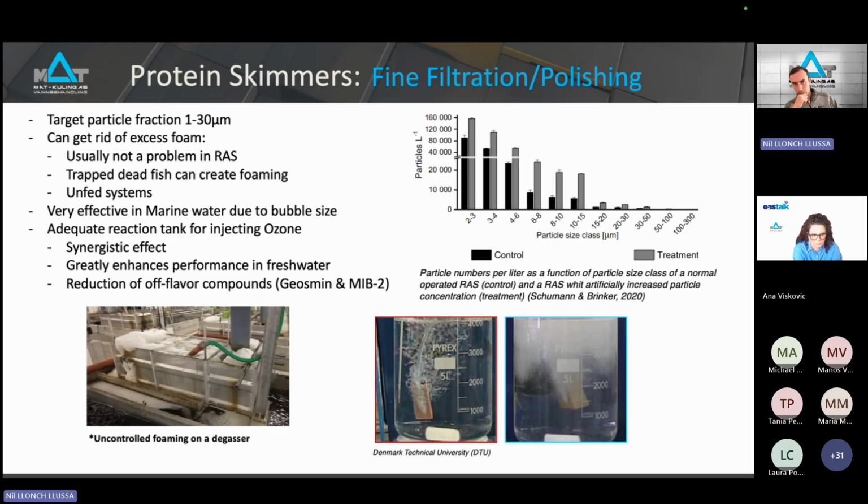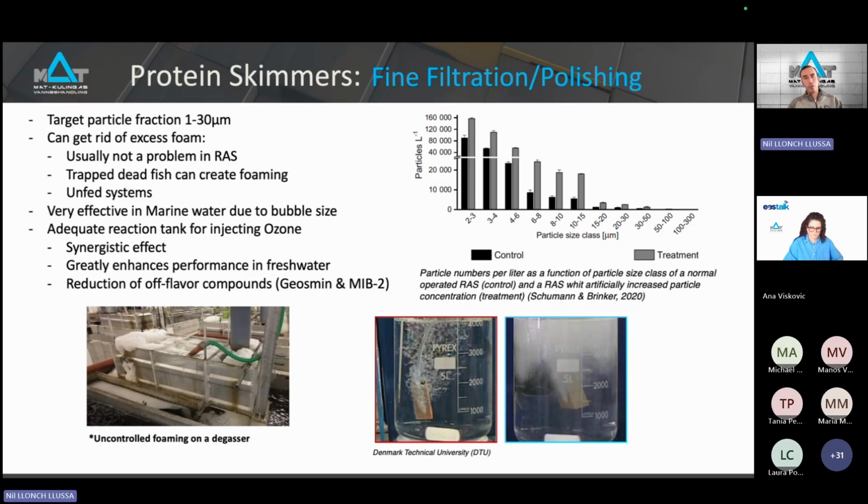Then looking at the remaining pictures, there are two pictures of bubble creation in fresh water to the left and salt water to the right. So we can see by observation already, with the naked eye, that the bubbles in the marine water are much smaller and are much more effective at capturing these fine solids in the water, because the ratio between surface and volume of each bubble is much higher. Therefore, it has a higher contact area with the water and with the particles that are suspended.